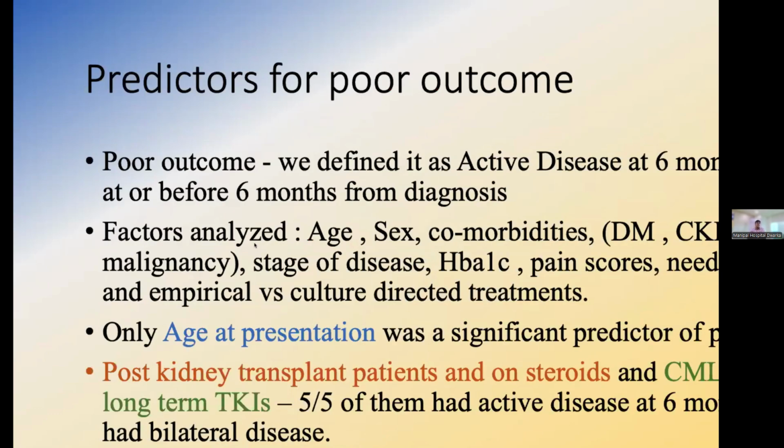So these are the predictors of poor outcome. If we look at our series, we defined active disease at 6 months. And what are the predictors? We looked at all factors that were analyzed: age, sex, comorbidity, stage of disease, HbA1c at presentation, pain scores, need for surgery, and what treatment was given. Only age at presentation was the significant predictor. The older the age, the worse the prognosis.